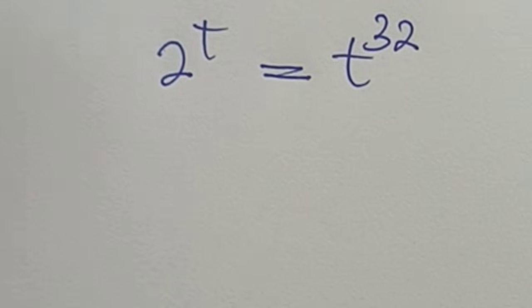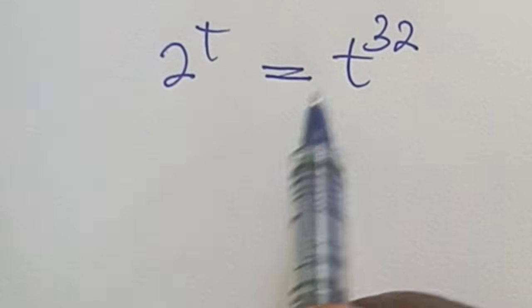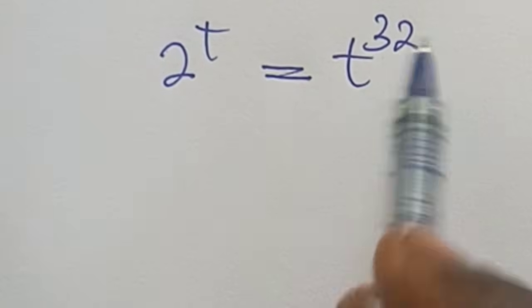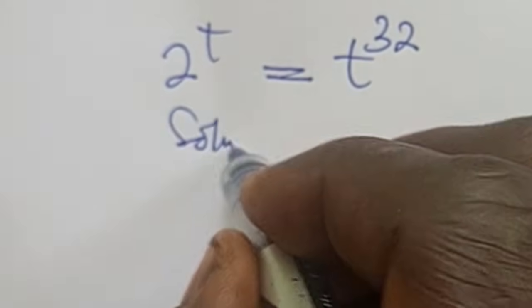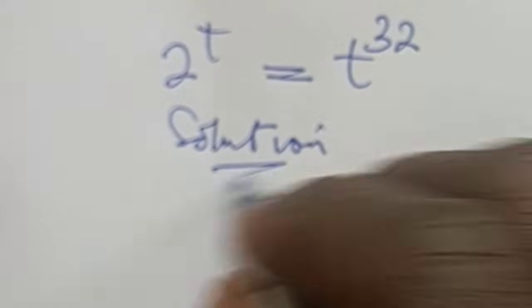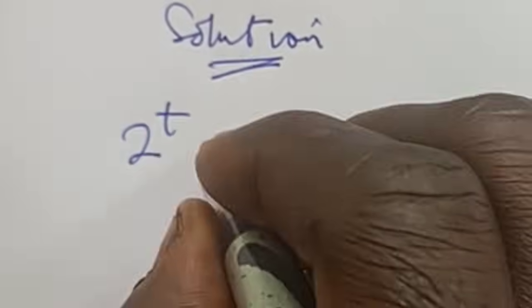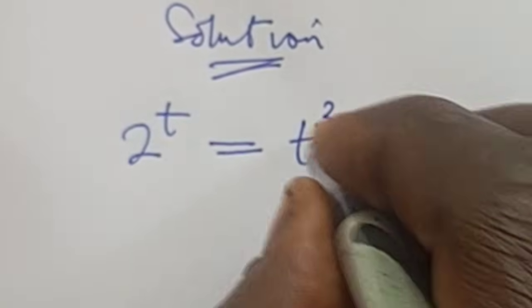Hello everyone. So today we have 2 to the power of t equals t to the power of 32, and t is our unknown. So we're going to solve it together. Let's seek the solution. So 2 to the power of t equals t to the power of 32.